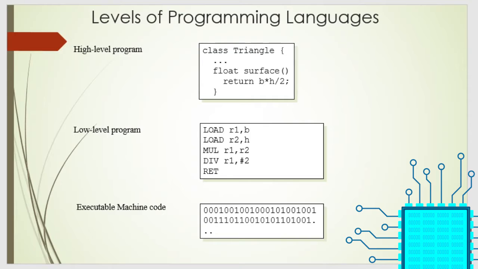Here, the levels of programming languages are high-level program, low-level program, and executable machine code. High-level programs use human-friendly language like English. Low-level programs use mnemonics, that is, the commands for various operations like load, multiplication (mul), division (div), etc. Executable machine code, or binary language, uses the binary digits 0 and 1.